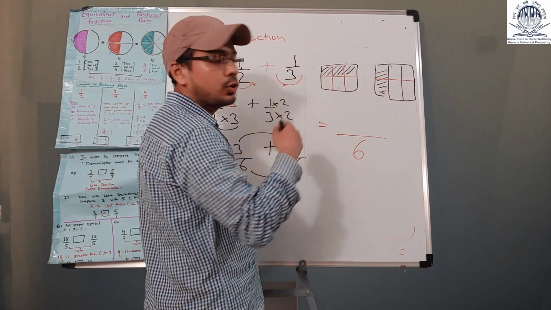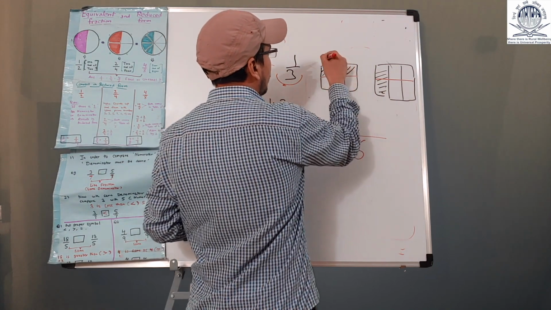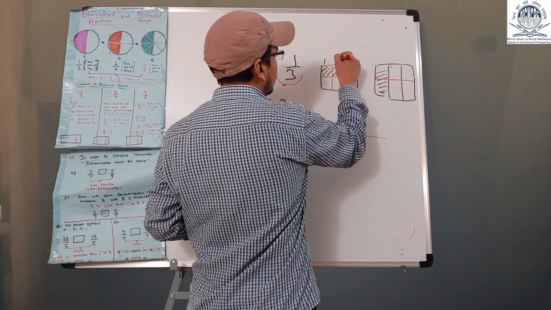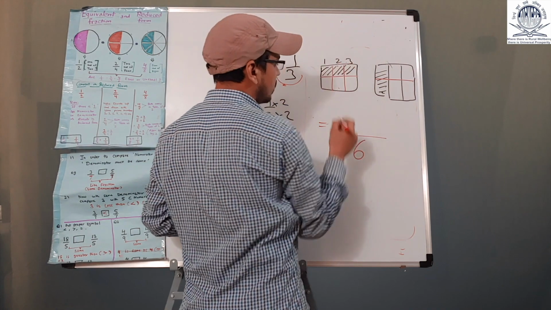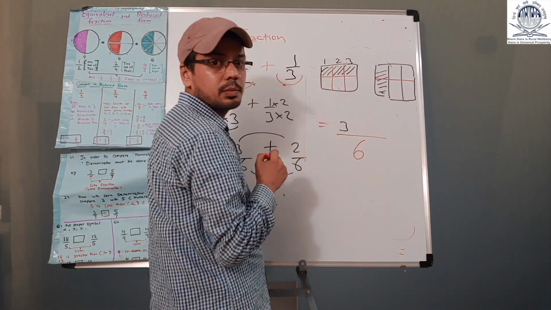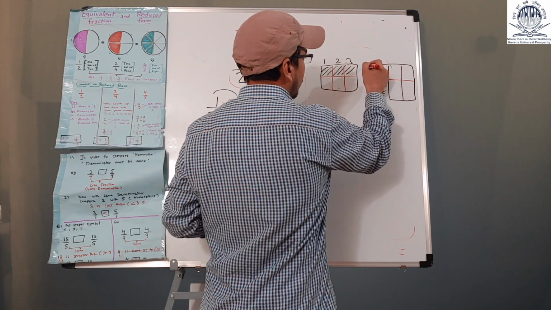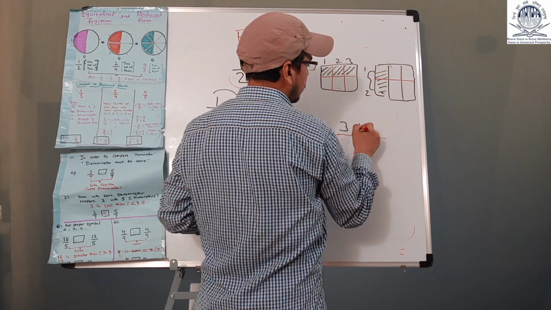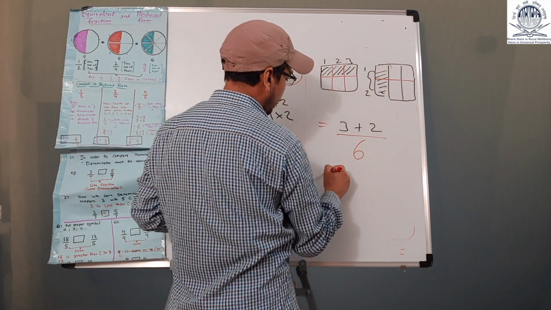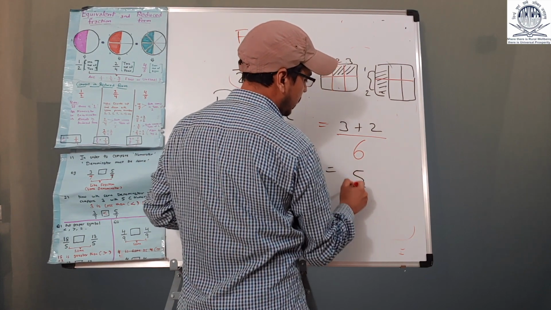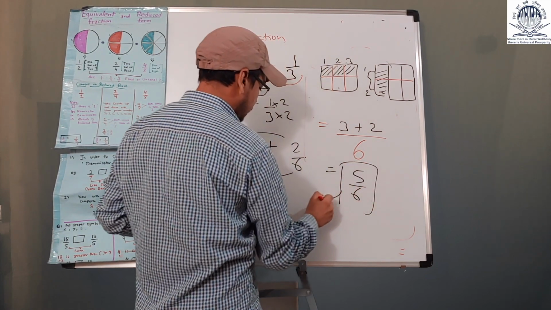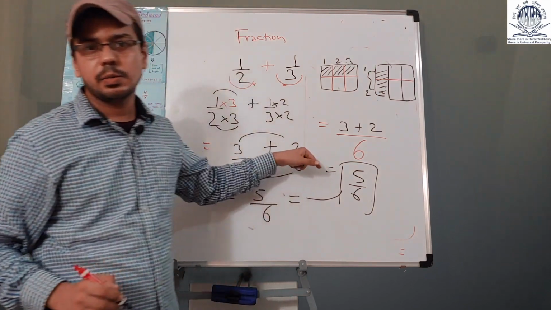And how many are total out of them? I'll simply count. 1, 2, 3. So I'll write 3 parts. And how many parts from here? 1 part and second part. So I'll write 2. And what do I get? 5 by 6. And is it similar to this? Yes, it's similar to this.